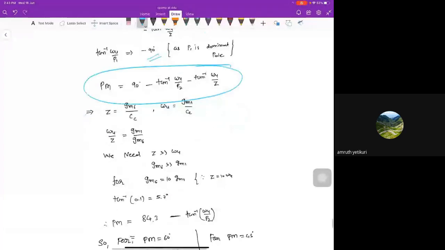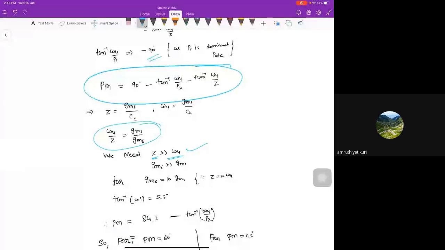But you will see in this also omega u by z. The omega u is already gm1 by C, and z is gm6 by Cc. So omega u by z is nothing but the ratio of the transconductances gm1 and gm6. It means the ratio of the transconductance between the first stage and the second stage. But practically we need this zero to be very much larger than omega u. That means we don't want it to affect our phase margin.